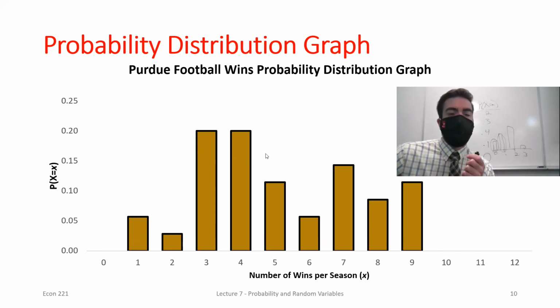Having a graph is nice. It tells us what the most likely outcomes are, and some of the outcomes that aren't as likely. Like I said, this is almost like review. We've done stuff like this before.